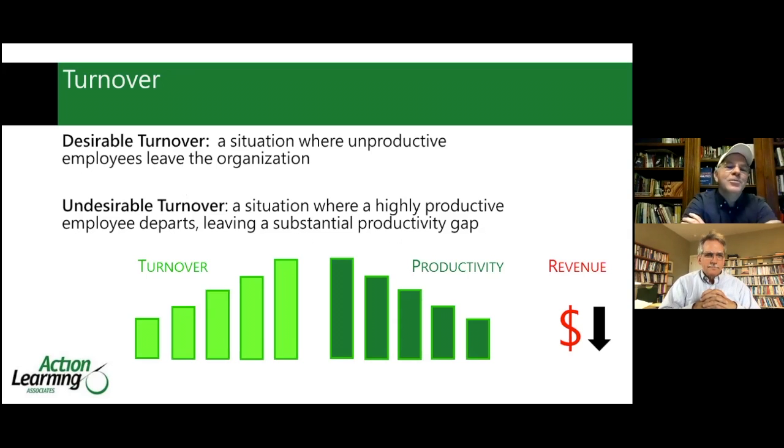Okay, turnover. So turnover, got two simple definitions. We want to talk about desirable turnover, and that's a situation where unproductive employees leave the organization. And then undesirable turnover, that's a situation where a highly productive employee departs, leaving a substantial productivity gap. Some pretty simple definitions here. And our graphs on the bottom show as turnover goes up, productivity goes down. The relevance to the business is that as productivity goes down, so does revenue.